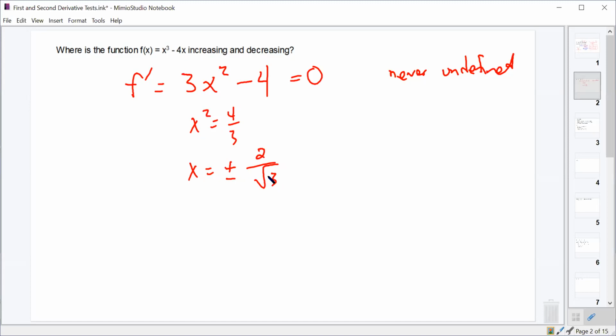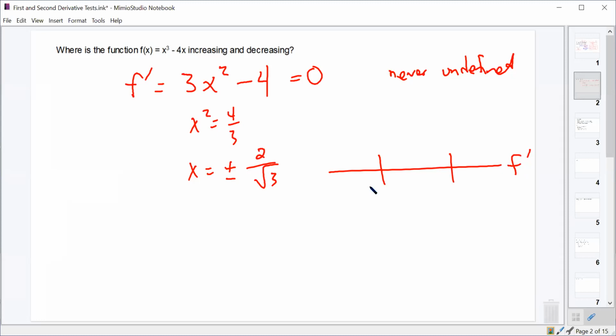Do we need to rationalize that and make it 2 root 3 over 3? No, we don't have to. I don't care about that. Every other math teacher probably told you, yeah, you've got to rationalize that, but I don't care. And the College Board doesn't care. And no sane person cares.